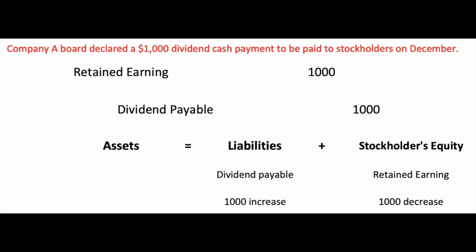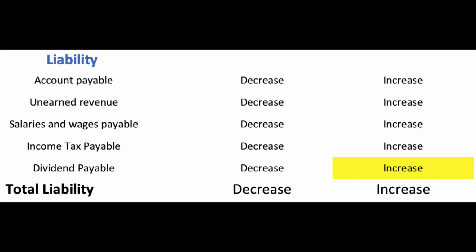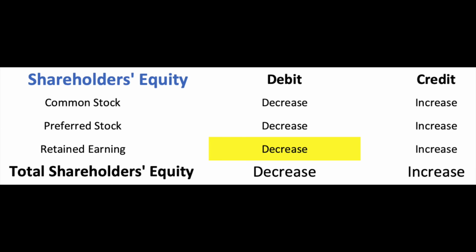Company A board declared a $1,000 dividend cash payment to be paid to stockholders in December. Retained earnings is debited for $1,000 and dividend payable is credited for $1,000. Liabilities increase by $1,000, and stockholders' equity is decreased by the $1,000. In this transaction, dividend payable is increased in the balance sheet. On the other hand, stockholders' equity is decreased in the balance sheet.